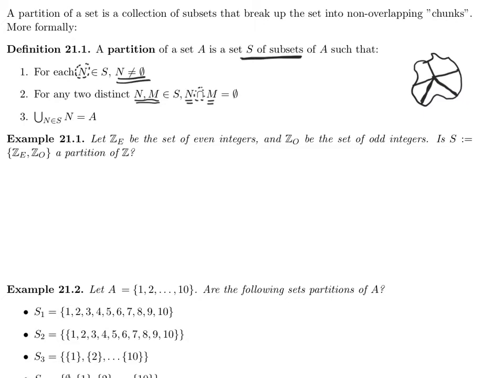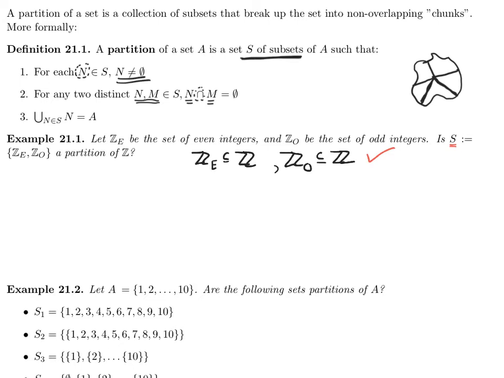So first of all, let's check if this is even possible. Is S a set of subsets of Z? Well, we know that every even integer is indeed an integer. So that's good. And every odd integer is an integer. So that's good. So it looks like it's even possible. So this set makes sense to talk about. It's a possible partition. Everything in there makes sense. So now we just need to check the 3 conditions.